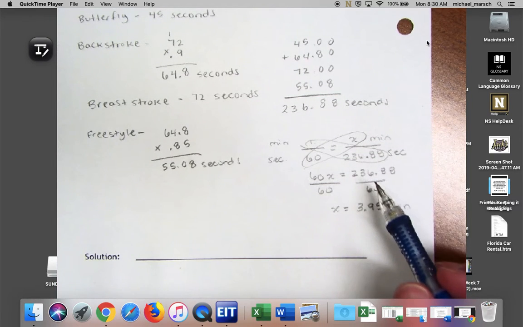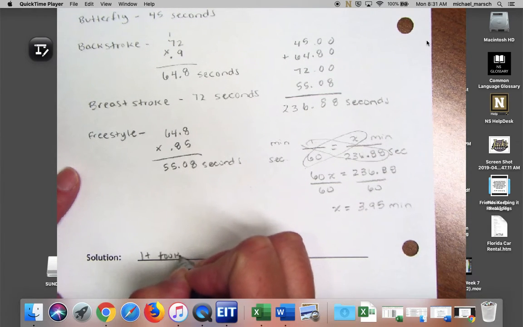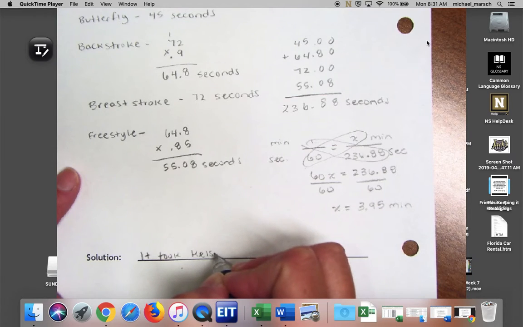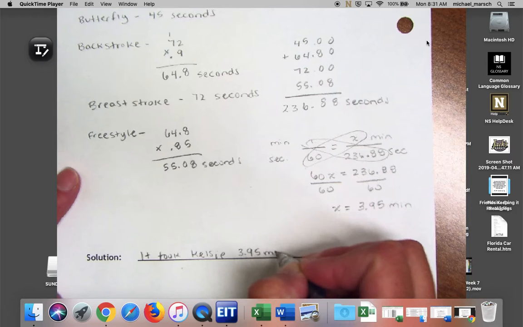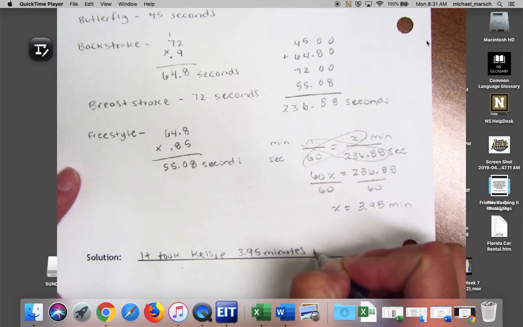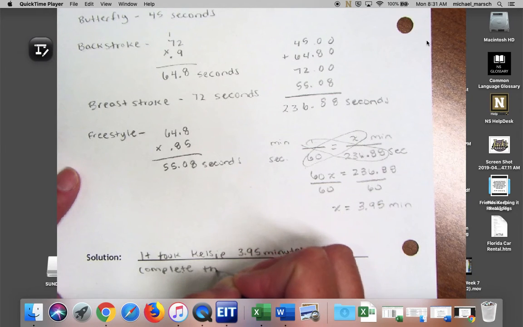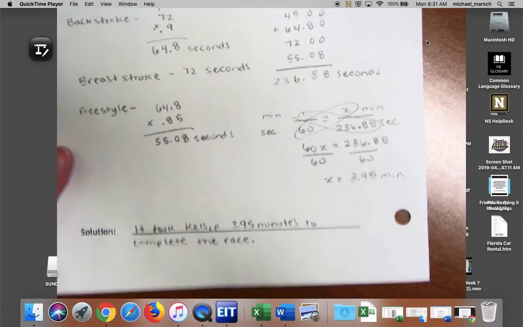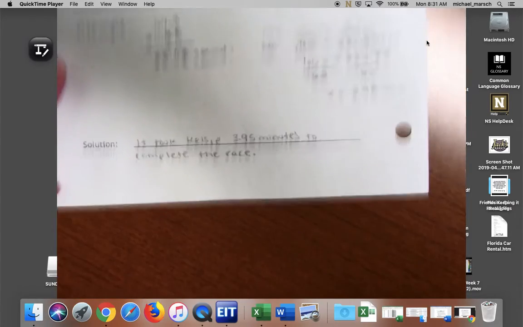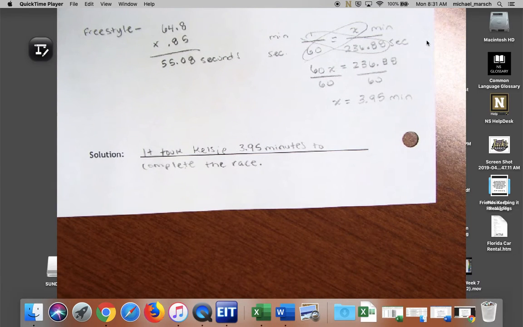So then I'm going to say, all right, well, how long did it take her? My solution is it took Kelsey 3.95 minutes to complete the race. Right? We got to go back to our original question, and our solution has to have, so everybody knows what that 3.95 stands for.